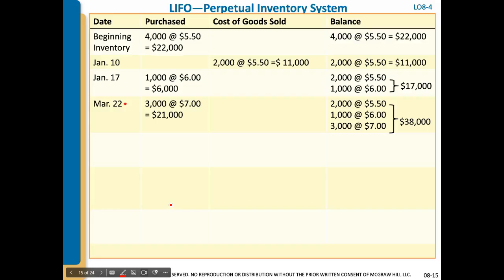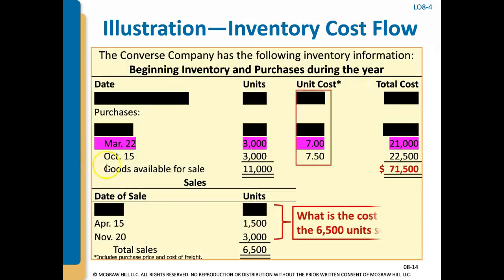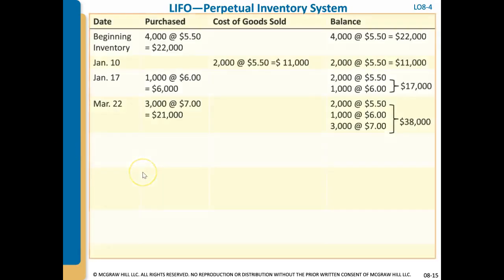So March 22nd, 3,000 units at $7. We're just going to keep adding to that. So that's just going to come right down here. This is our March 22nd batch or layer, 3,000 units at $7, for $21,000. And we still have these two batches remaining in our ending inventory. We still have our 2,000 units at $5.50, 1,000 units at $6, and now we just acquired another 3,000 units at $7. So our ending inventory is $38,000.